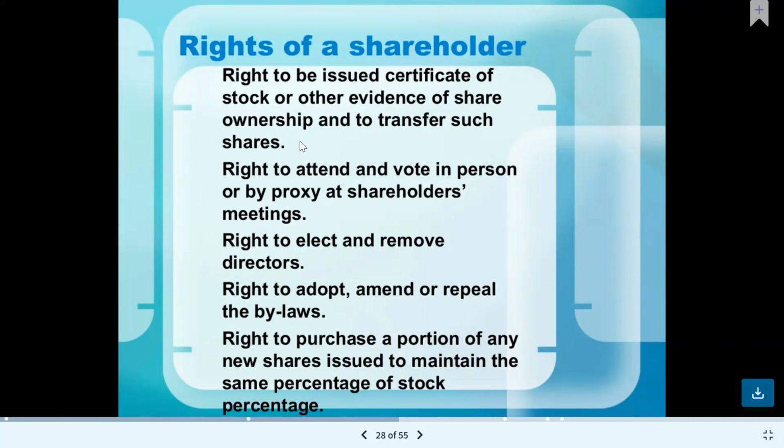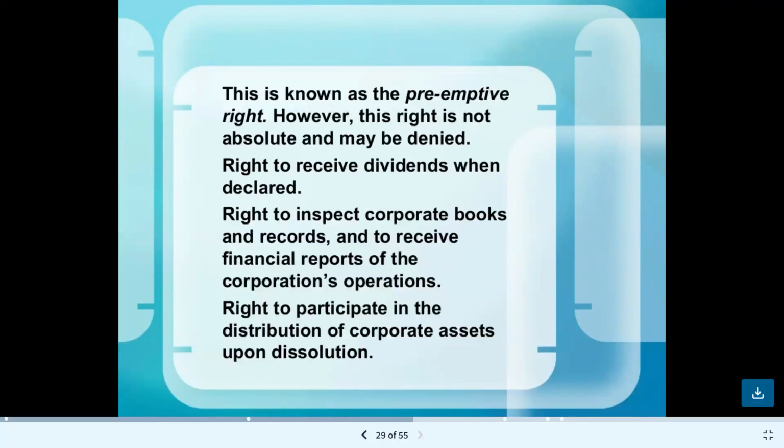Meaning, if the corporation will amend or change its authorized capital, it will increase its authorized capital. The priority for the increase in the authorized capital will be the old shareholders. Okay, so they do have the right to purchase a portion of any new shares issued to maintain the same percentage of stock. You call this particular right the preemptive right.